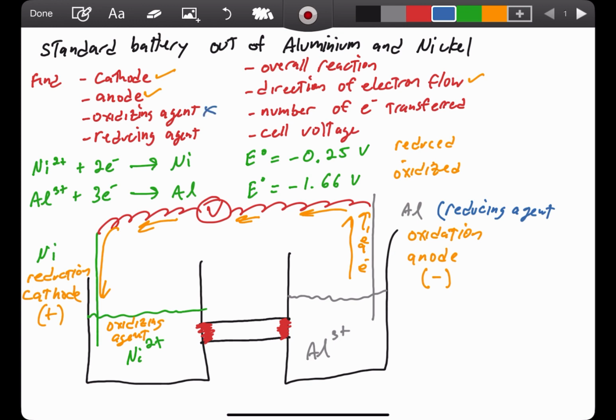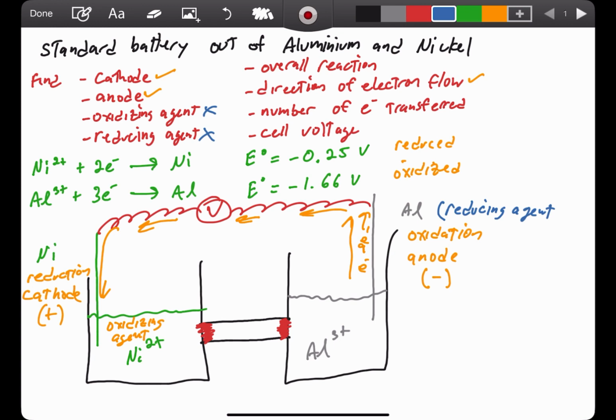Okay, so we've got the oxidizing agent and the reducing agent taken care of. All right, and so next couple of things that we need to do, the overall reaction, the number of electrons transferred, and the cell voltage we still need to do. Now, in order to get the overall reaction, we need to write the reactions as what's happening to them. So we're going to write the nickel reaction as a reduction half reaction, because that's what's happening with it. So let's go ahead and do that.